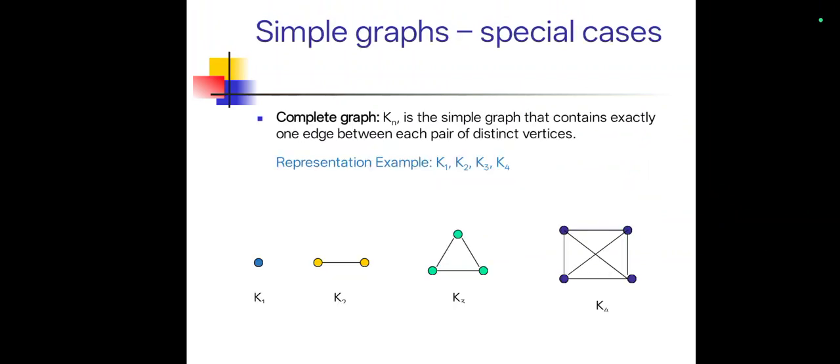Complete graph Kn. Kn is the simple graph that contains exactly one edge between each pair of distinct vertices. Representation examples: K1 complete graph, K2 complete graph, K3 complete graph and K4 complete graph.